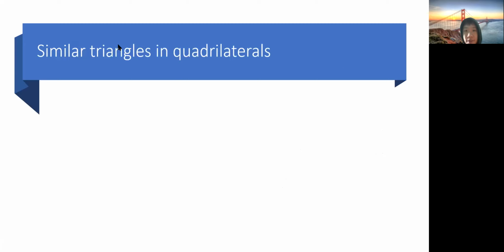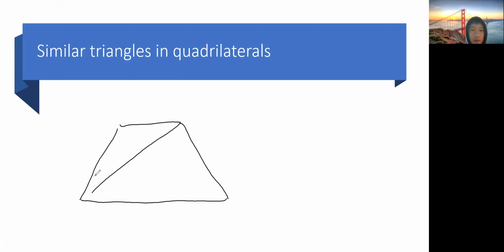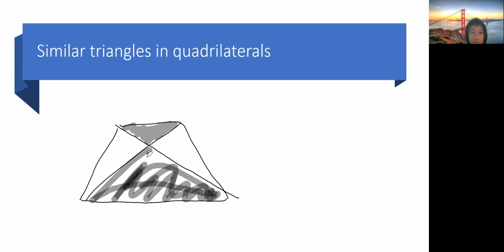Now we're going to go over similar triangles in quadrilaterals, okay? Well, we already know some similar triangles. We know that if we have a trapezoid here, let me draw the diagonals. These two triangles are similar, okay, by angle.